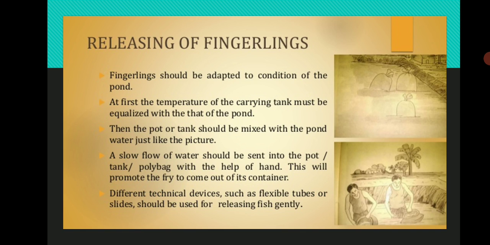Releasing of fingerlings. Fingerlings should be adapted to the conditions of the pond. First, the temperature of the carrying tank must be equal to that of the pond. Then the tank water should be mixed with the pond water. A slow flow of water should be sent into the tank or polybag with the help of the hand. This helps the fry come out of the container. Different technical devices such as flexible tubes or slides should be used for releasing the fish gently.